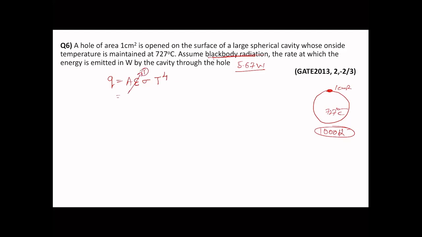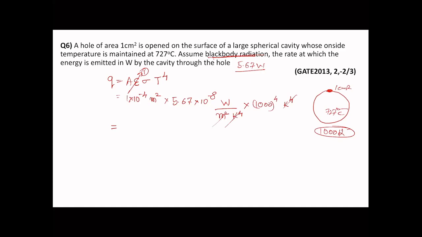Area will be 4 pi r square. Sorry, area is directly given, 1 centimeter square. 1 into 10 raised to the power minus 4 meter square times sigma, which is 5.67 into 10 raised to the power minus 8. Please be careful about the units over here. Though the answer is asked in watts, so it won't be very tricky. The unit is watt per meter square Kelvin to the power 4 times temperature to the power 4, which is 1000 to the power 4. This will be Kelvin to the power 4 meter square. Everything getting cancelled, and the final expression is in terms of watt.